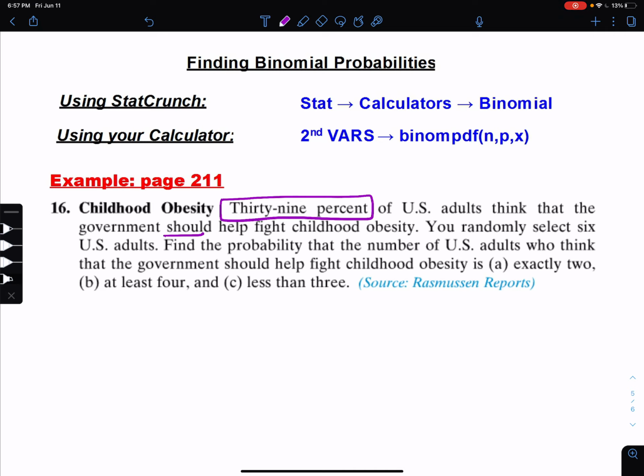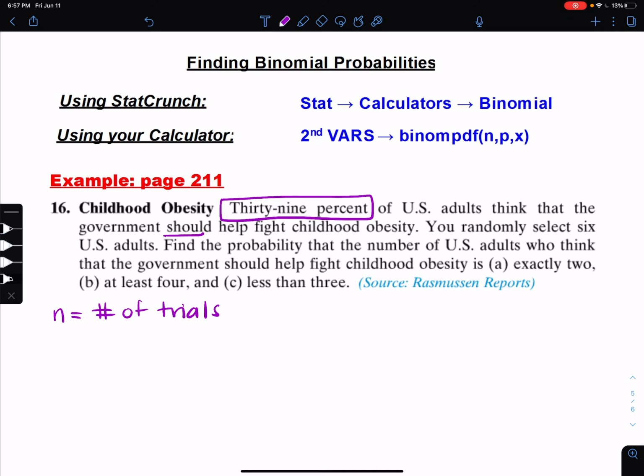Now, to make sure that what I have is indeed a binomial distribution, I'm going to try to classify the values of n, p, q, and x. Okay, so I'm going to start with n. N represents the total number of trials. Right? Basically, how many times are you going to do this? How many cards are you going to select? Or in this case, how many people are you going to talk to?